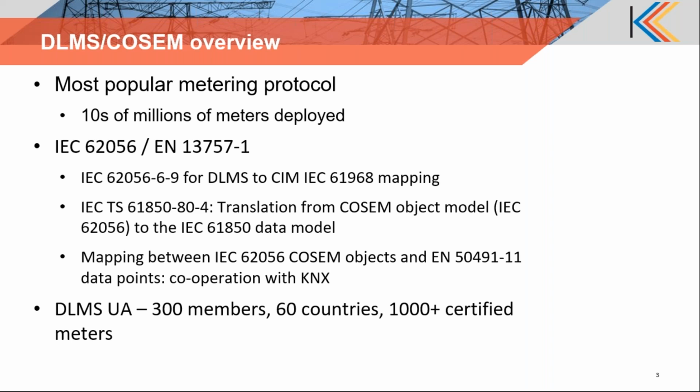DLMS UA, which is the User Association, is a 20-year-old organization based in Geneva in Europe. It currently has more than 300 members from more than 60 countries across the world, and there are more than 1000 meter models that are already certified. So that by itself shows the popularity of the DLMS protocol and acceptance of DLMS across the users, that is, the utilities.